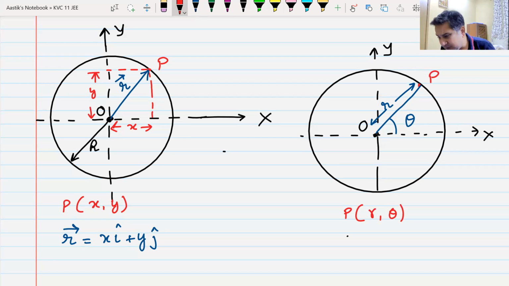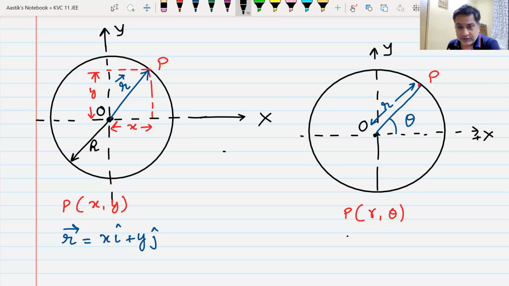I can give the angle from the y-axis also. I can give it from negative x also. I can give it from negative y also. But normally it is given from the positive direction of the x-axis. This is your x-axis and this is your positive direction. I can also give you the position of the particle like this.